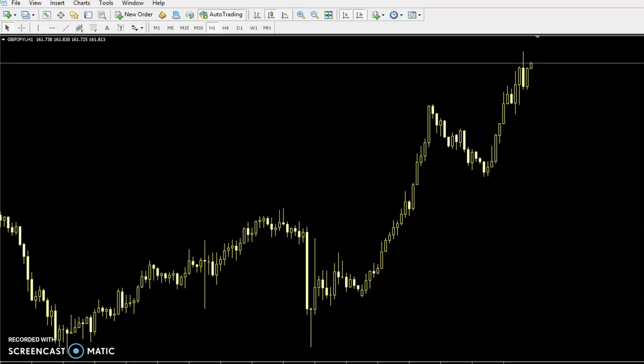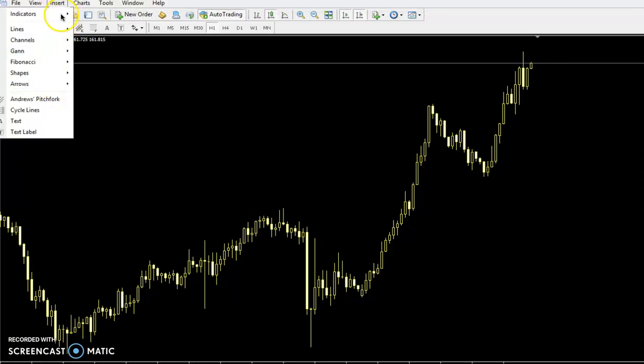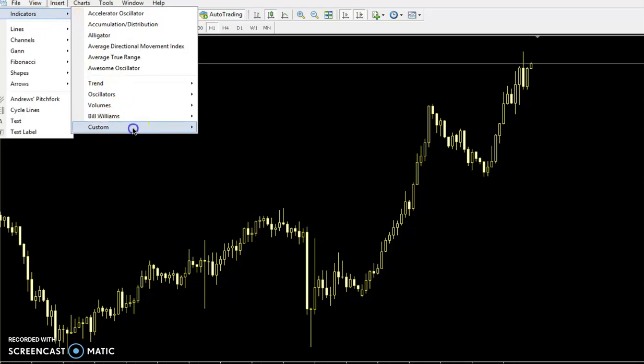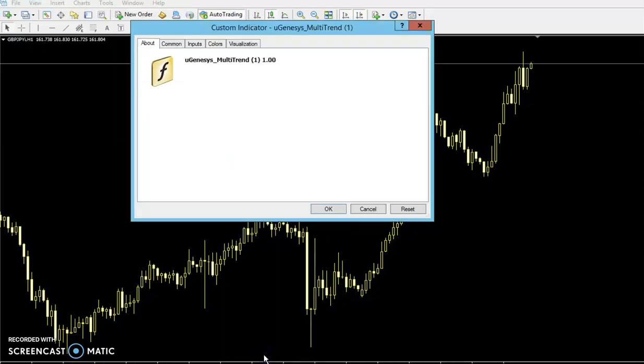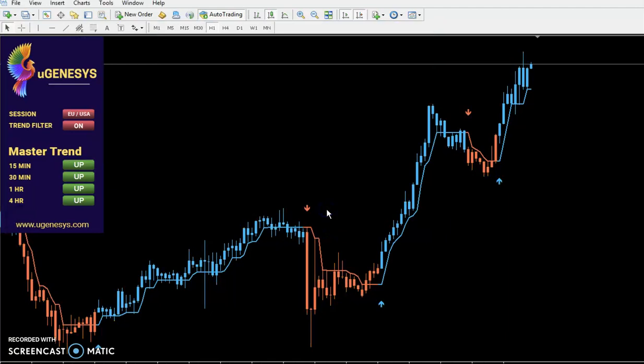Okay, now I'm going to insert it on my chart right now so that you can take a look. So let's go to custom and let's just add it right here. Okay, very good. So it's a very simple indicator. It has the arrows which indicate when a particular trend has started, and it also shows you the overall master trend. All right, so all of this represents the trend of the market.